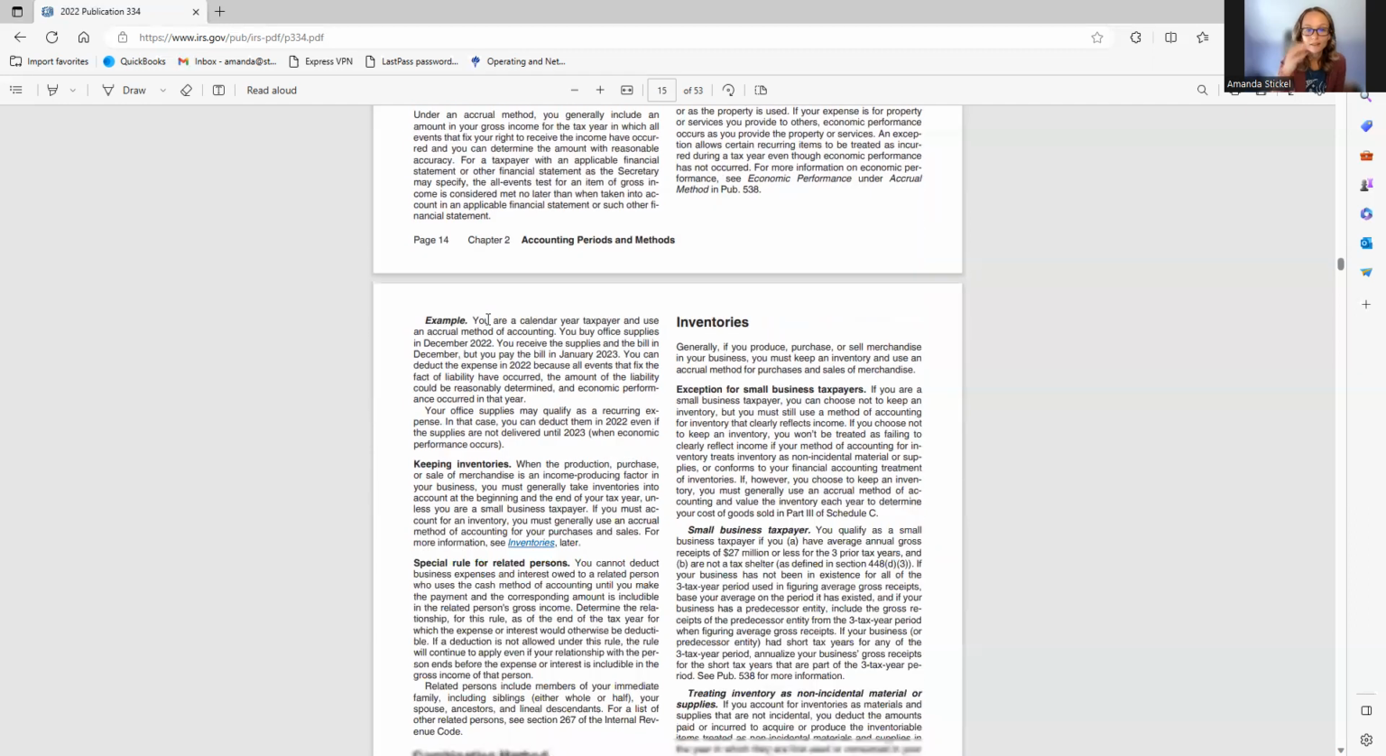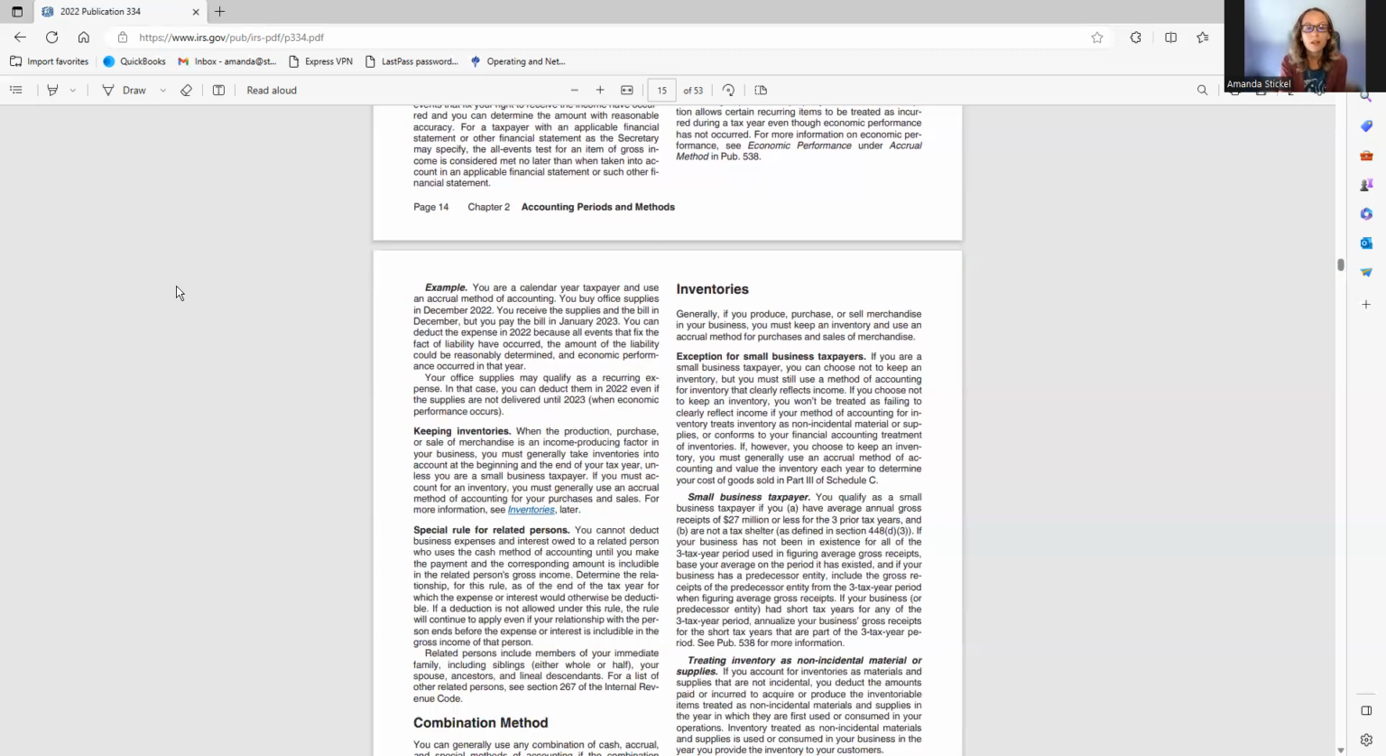This is just like a word salad. Let's see their example. You are a calendar year taxpayer and use an accrual method of accounting. You buy office supplies in December 2022. You receive the supplies and the bill in December, but you pay the bill in January 2023. You can deduct the expenses in 2022 because all events that fix the fact of liability have occurred, the amount of the liability could be reasonably determined, and economic performance occurred in that year.